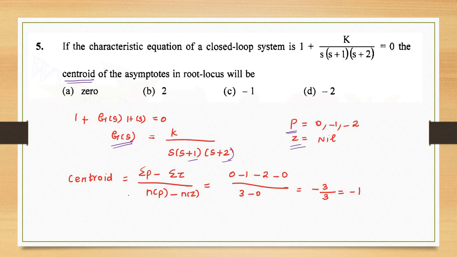Next, find out the centroid. Sum of poles minus sum of zeros divided by number of poles minus number of zeros. Sum of poles is 0, minus 1, minus 2, then minus 0, divided by number of poles minus number of zeros. There are 3 poles and no zeros. So minus 3 by 3, that is minus 1. Option C is the correct answer.